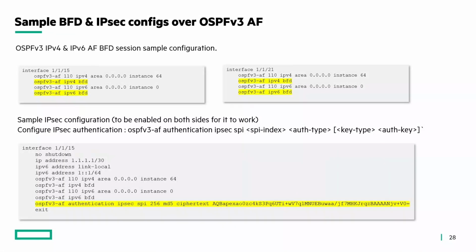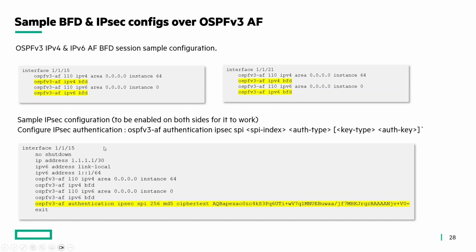So moving on, we'll also talk about a sample BFD and IPsec configs over OSPFv3 AF. So first let's talk about BFD here. So OSPFv3 IPv4 and IPv6 BFD config is simple and straightforward. So under my interface context, I just assign this command OSPFv3-AF IPv4 BFD, and for IPv6 it's IPv6 BFD. So same is the case on my second switch as well.